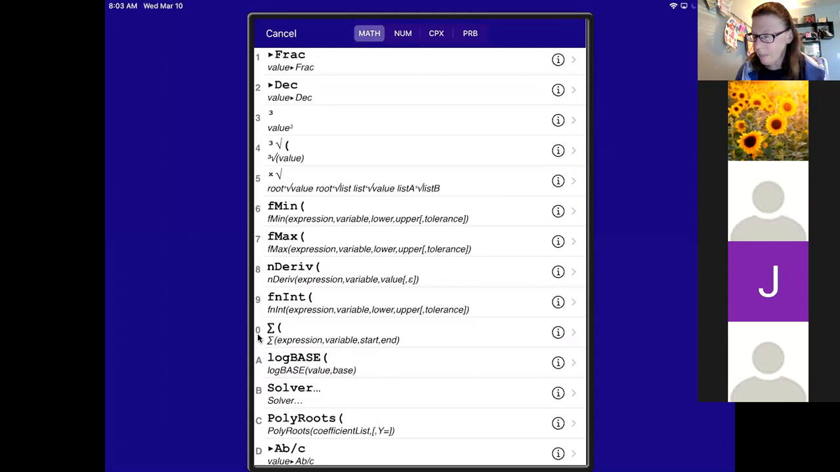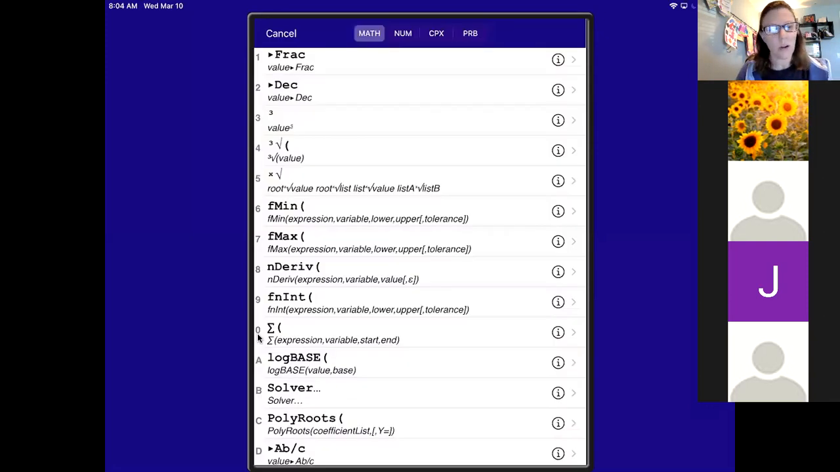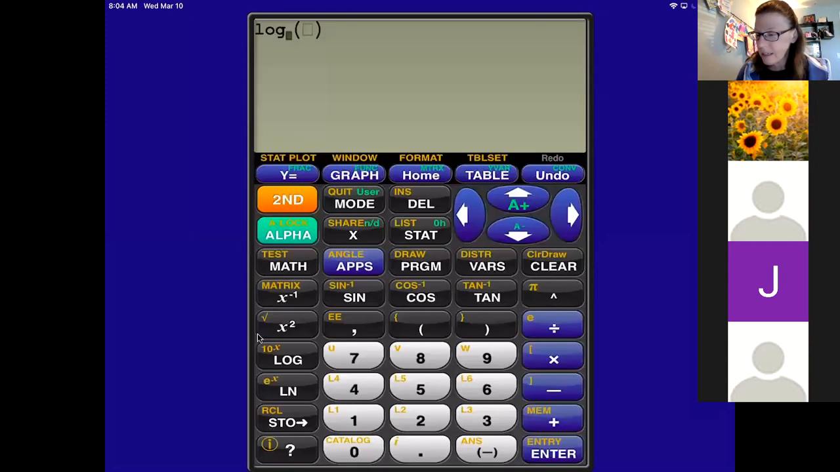But there is, let me pull it back up, log base, and it's A. So it goes through the numbers 1 through 9 and then 0. And then underneath that, it says log base. So again, I'm going to say what I did again. I hit the math button, which is on the left of the calculator screen, underneath the alpha, the green alpha. And then I'm going down to where it says log base.